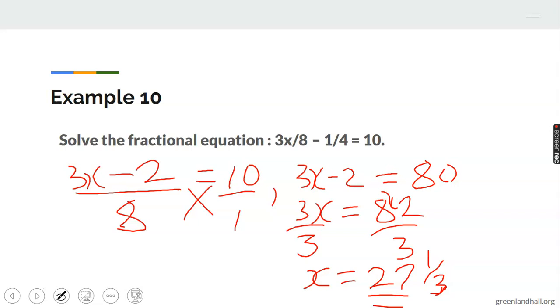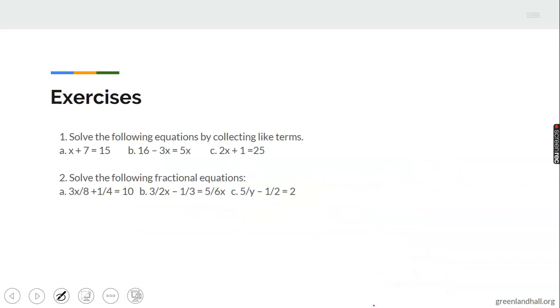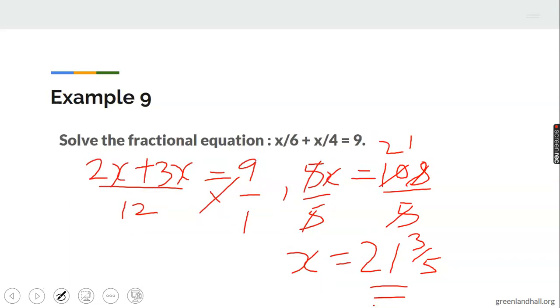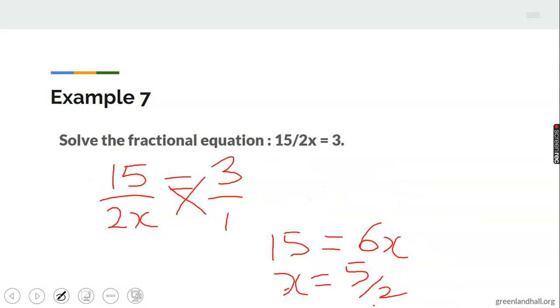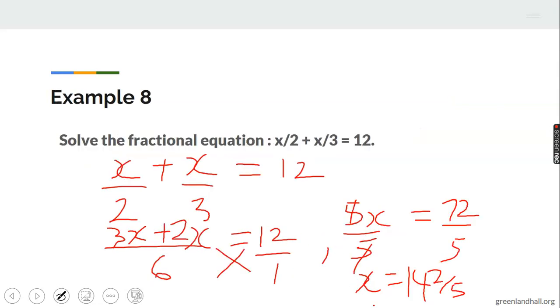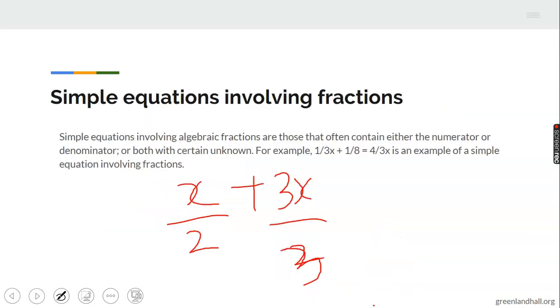In doing that, you must collect all the like terms on one side and the other terms on the other side. You can do this by adding or subtracting, or better still, transfer the term across the equality sign. Then we discussed fractional equations, how to solve them using the LCM first. Then you cross multiply, carry out your operation, maybe add or subtract, then divide, then you have the value of your unknown.